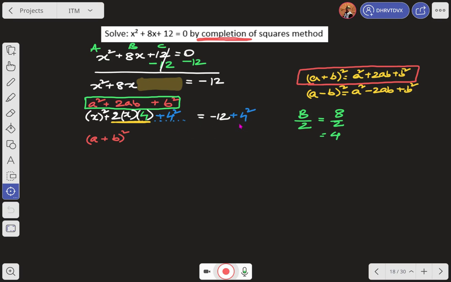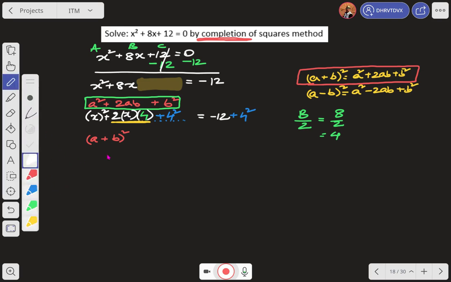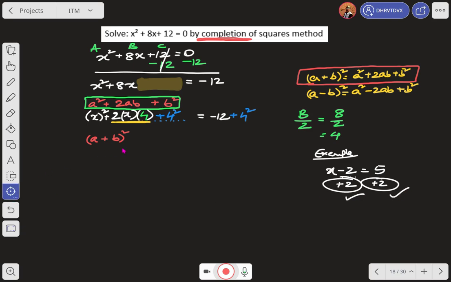Why are we adding on both sides? This has nothing to do with the main question, but let's say x minus 2 is 5. How do you solve this? We take plus 2, and at the same time we take plus 2 on the other side. Have you noticed that the same value is added on both the sides? For the same reason, in order to complete the formula, if you are taking b square as 4 square, this one is added, and on the other side also 4 square is to be added.